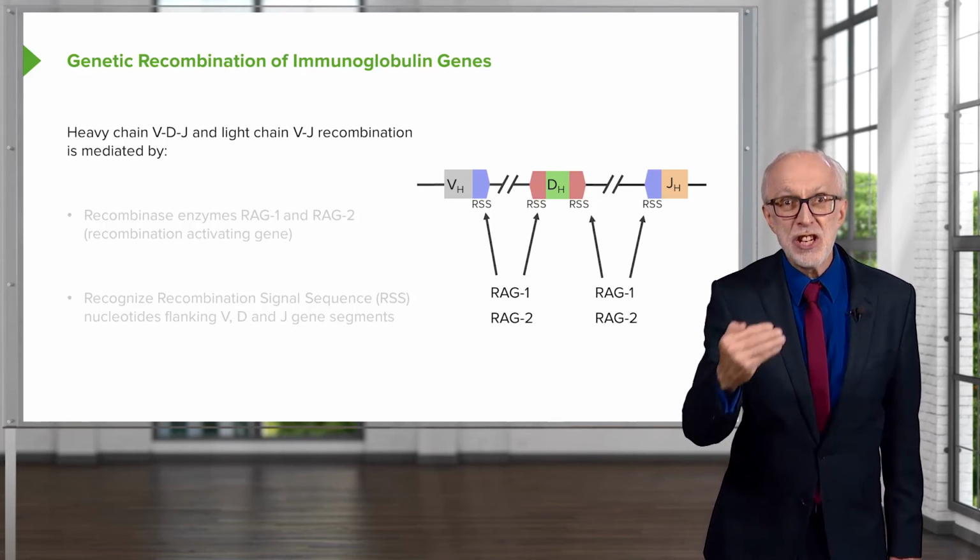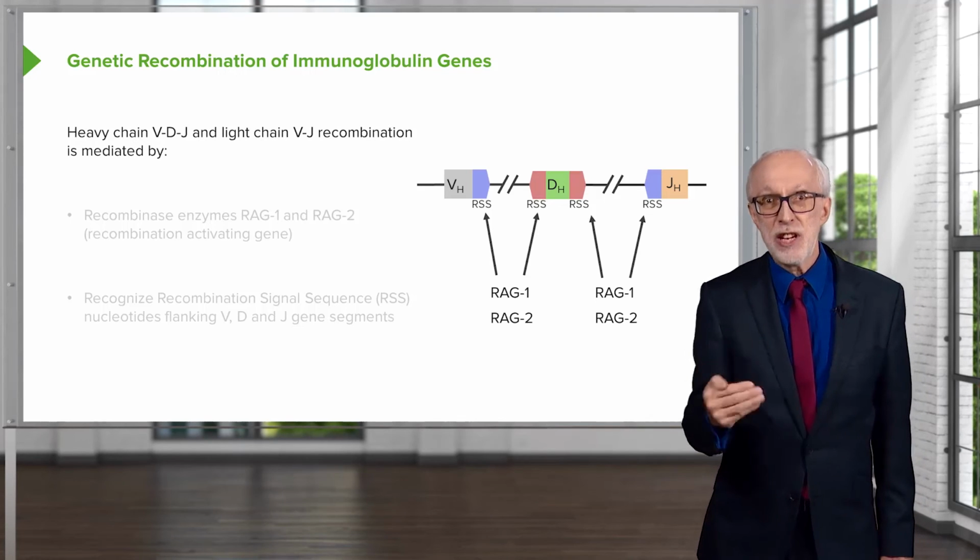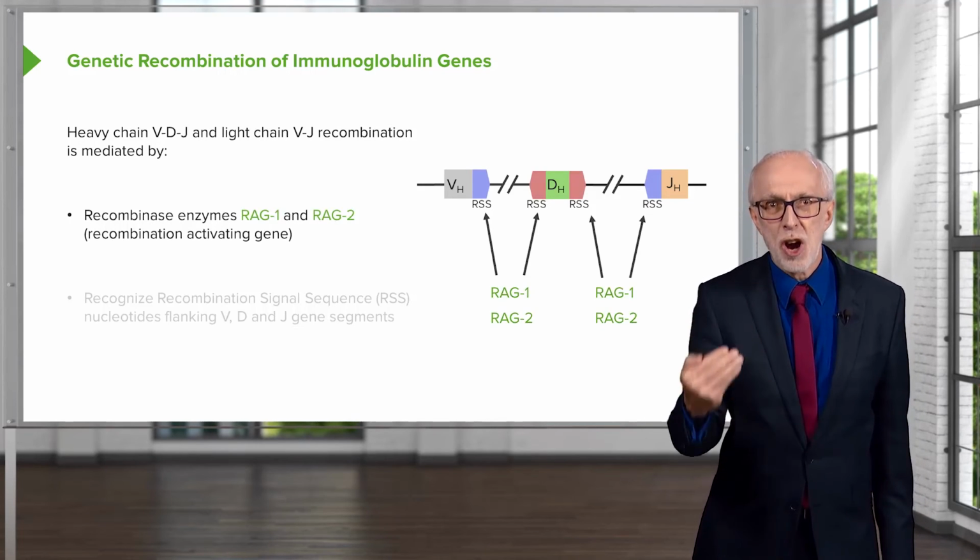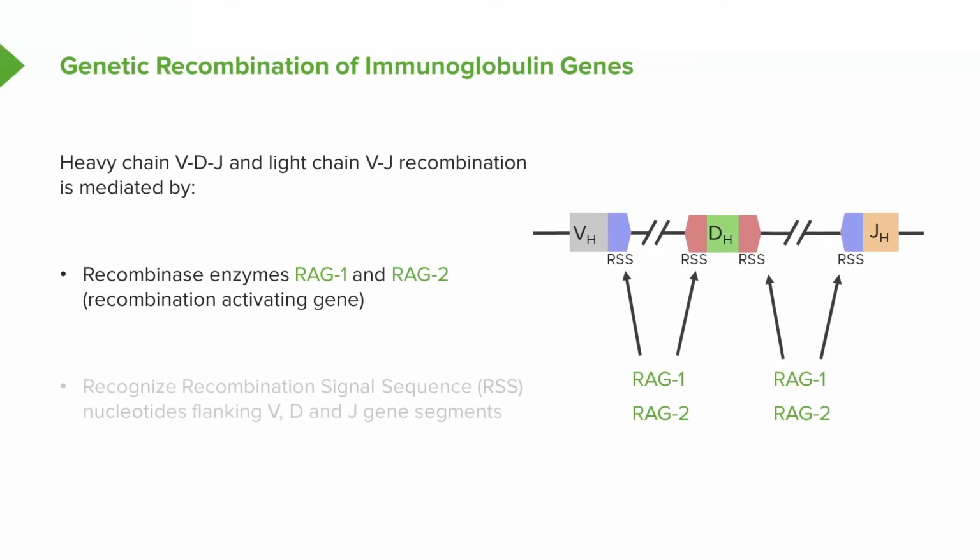So heavy chain VDJ recombination, and likewise light chain VJ recombination, is mediated by the recombinase enzymes RAG1 and RAG2. RAG stands for recombination activating genes, even though they're actually proteins that come from those genes, and they recognize these recombination signal sequences, or RSS, which are nucleotides flanking the V, D, and J gene segments. As you can see from this particular picture, the V segment has an RSS immediately 3' or downstream of the protein coding sequence. The D segment has two RSSs, one either side, and the J segment has a single RSS 5' or immediately upstream of its sequence.